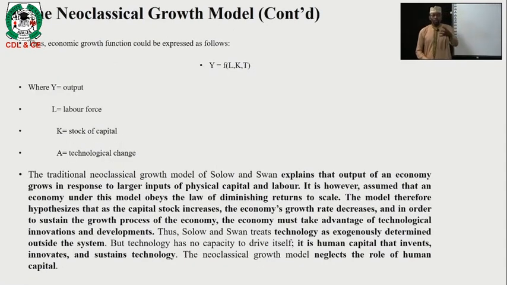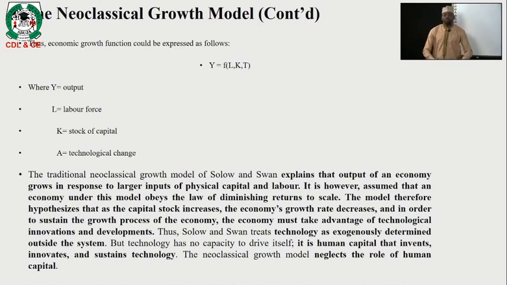So the neoclassical growth model is presented here, where economic growth is dependent on what? Labor force, represented by L. Then we have a stock of capital represented by K, and then technological change. The traditional neoclassical growth model of Solow and others explains that the output of an economy grows in response to larger inputs of physical capital and labor. It is however assumed that an economy under this model obeys the law of diminishing returns to scale. So the model hypothesizes that as the capital stock increases, the economy's growth rate decreases. And in order to sustain growth, the economy must take advantage of technological innovations and development.